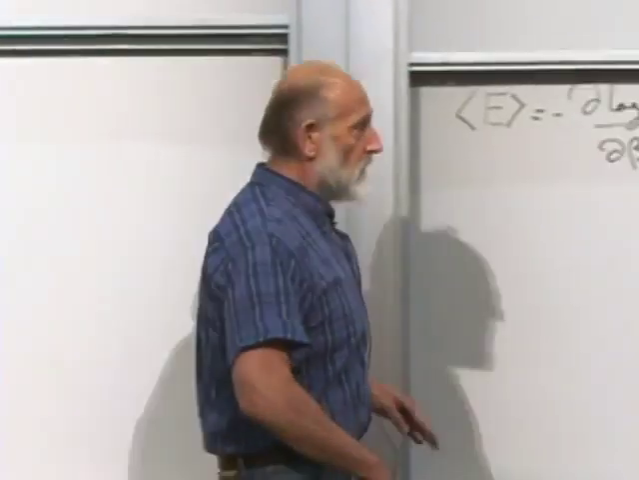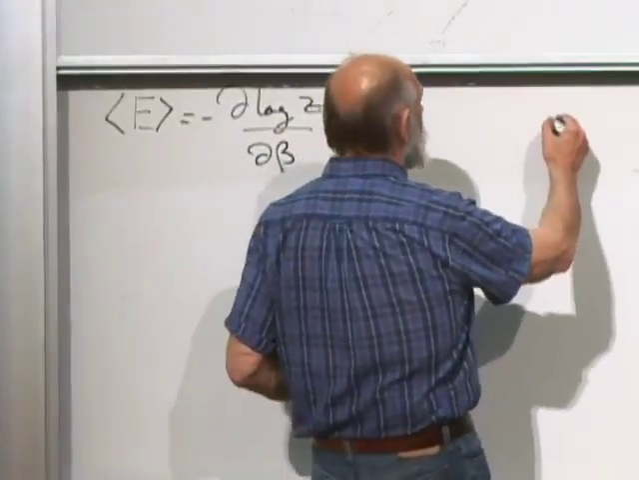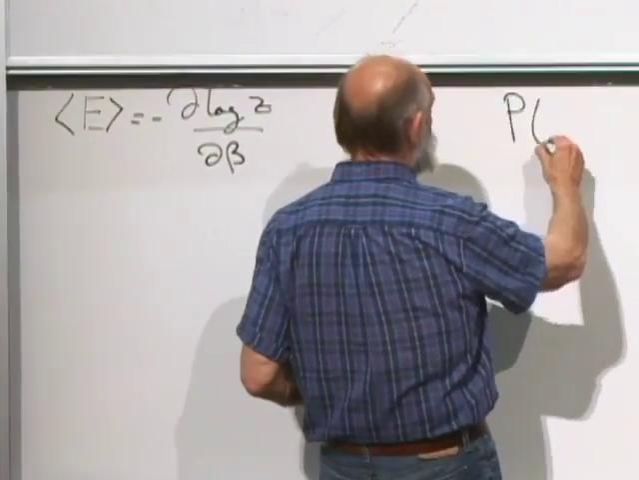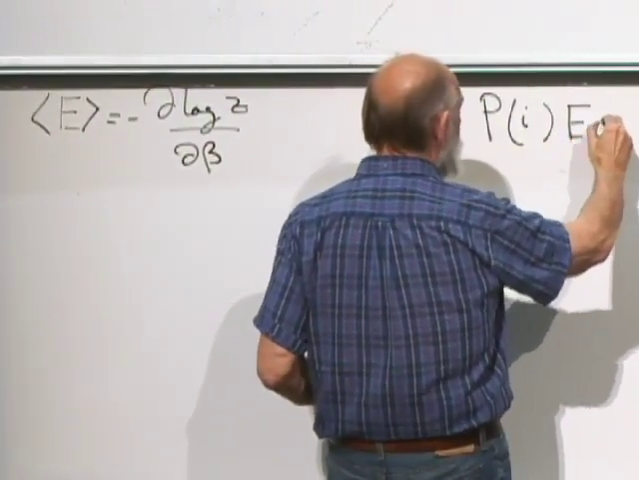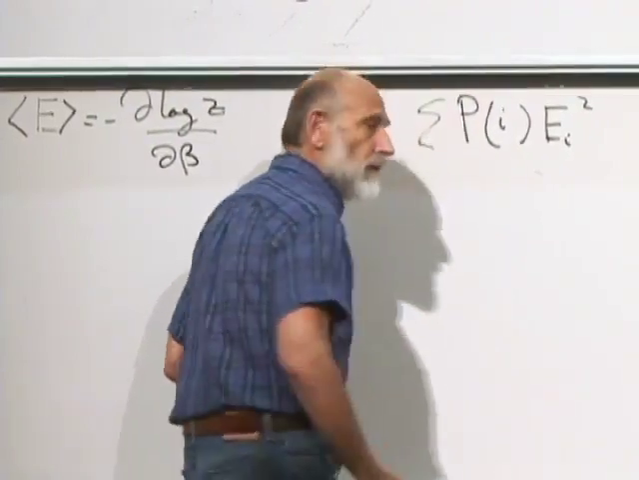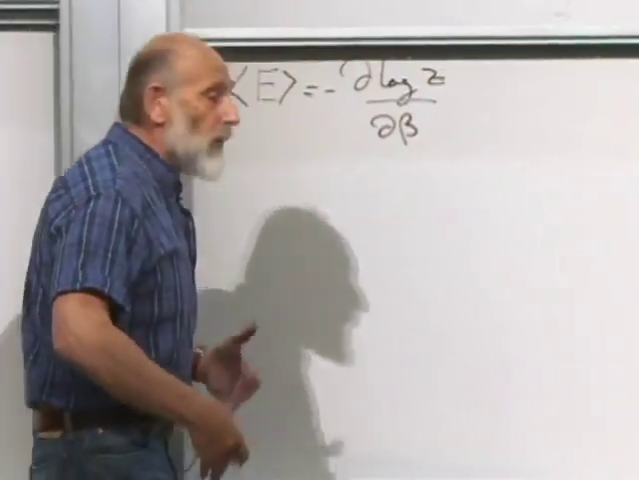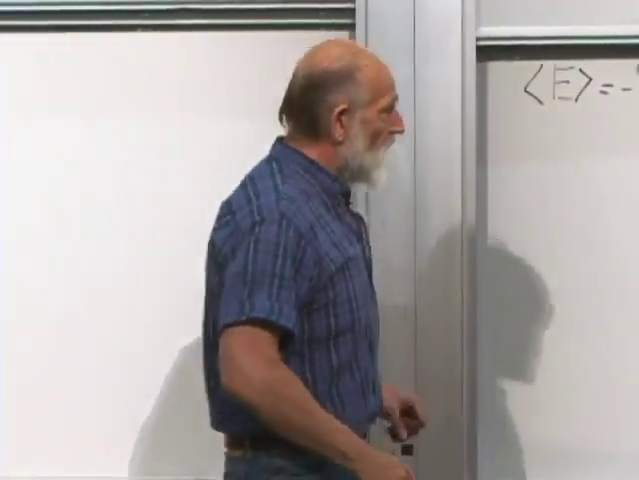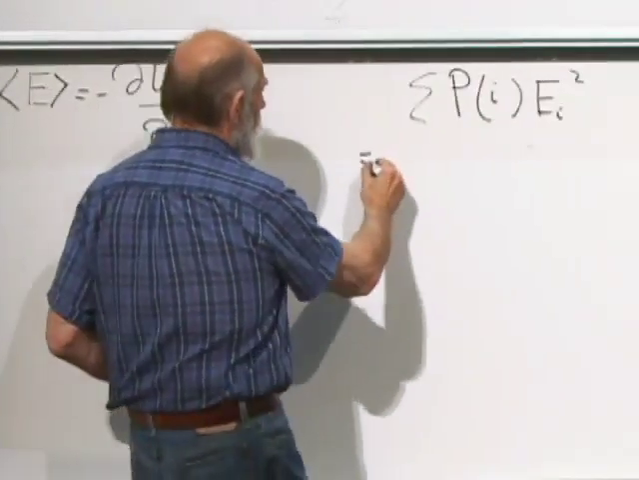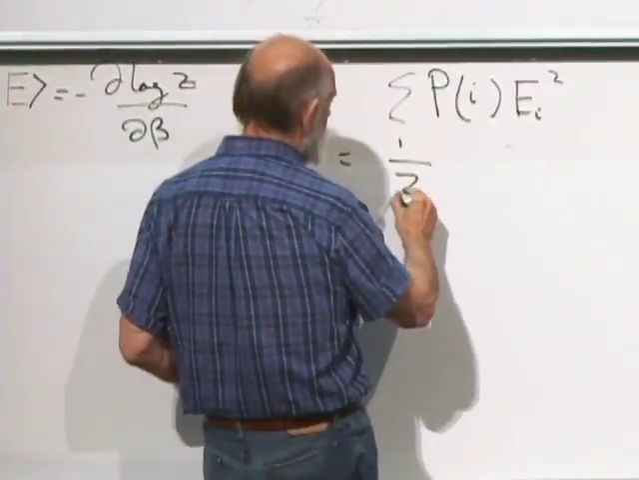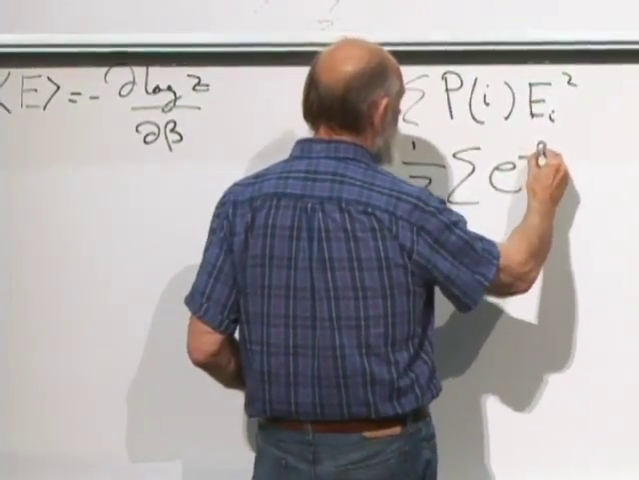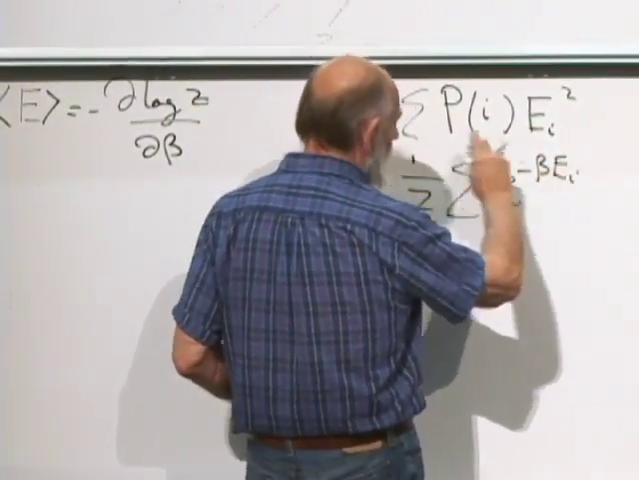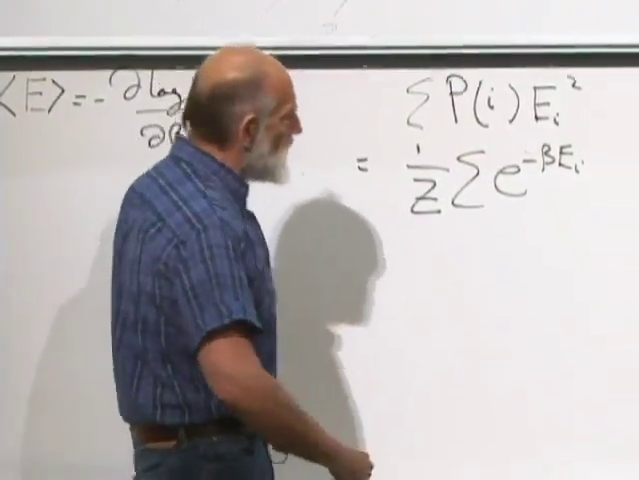So for that, we need a formula for this average of the square. The average of the square of the energy is the sum of P of i times E sub i squared. That's the average of the square of the energy, which is equal to 1 over Z sum e to the minus beta E sub i, that's P sub i, times E sub i squared.